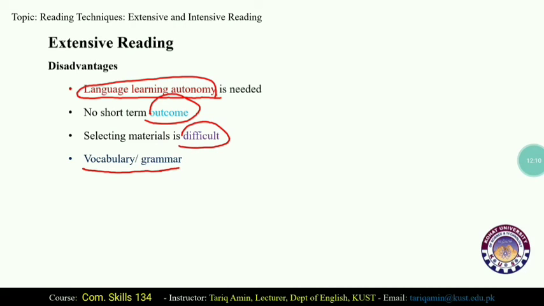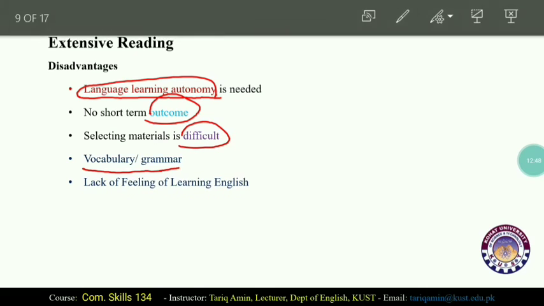It does not help us improve, enhance or build our vocabulary, because in extensive reading we do come across different grammatical constructions. We do come across different new words, but we don't focus upon the meaning of individual words. We don't focus upon the structure of different phrases and sentences. We just read them and try to get meaning from that. That is why we said that this technique improves our passive vocabulary, not active vocabulary.